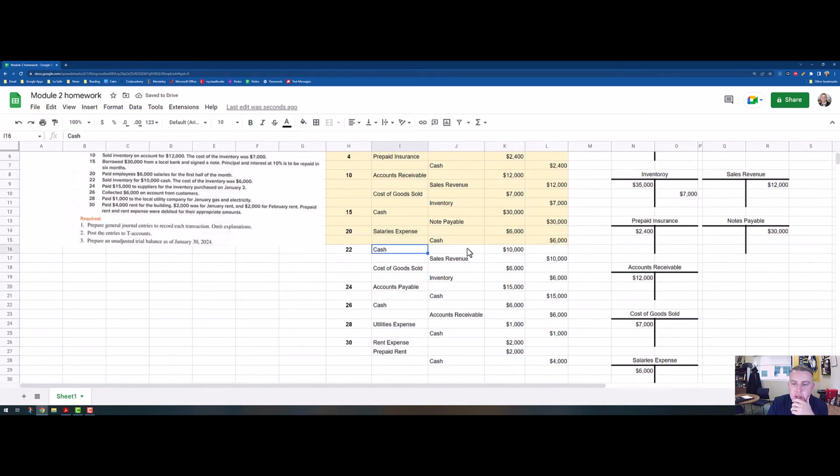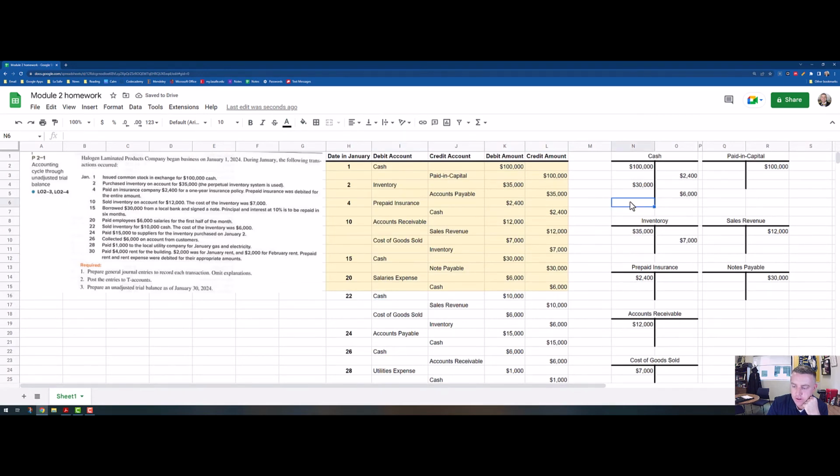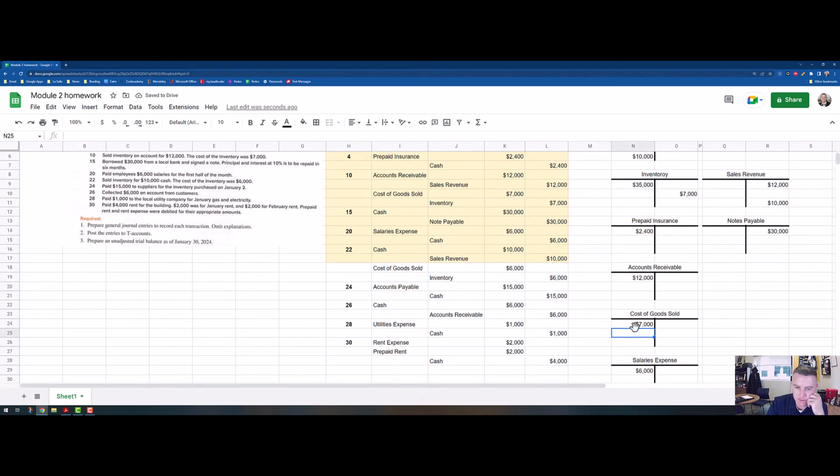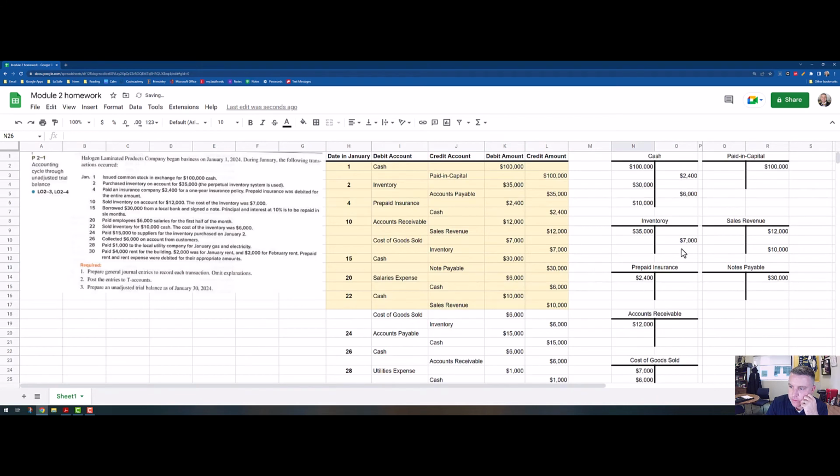And then we receive cash of 10,000. Debit cash 10,000. And then we have sales revenue of also 10,000, equals 10,000. Okay. That's good. Cost of goods sold 6,000. So we're going to debit cost of goods sold 6,000, credit inventory 6,000. There we go. Easy enough.